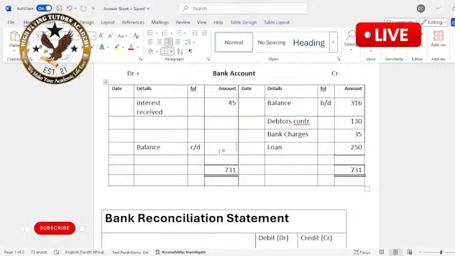How much is the answer? Quickly, may everyone calculate. 731 minus 45. We want to get our closing balance. The balance carried down. The closing balance is carried down. How much right there?